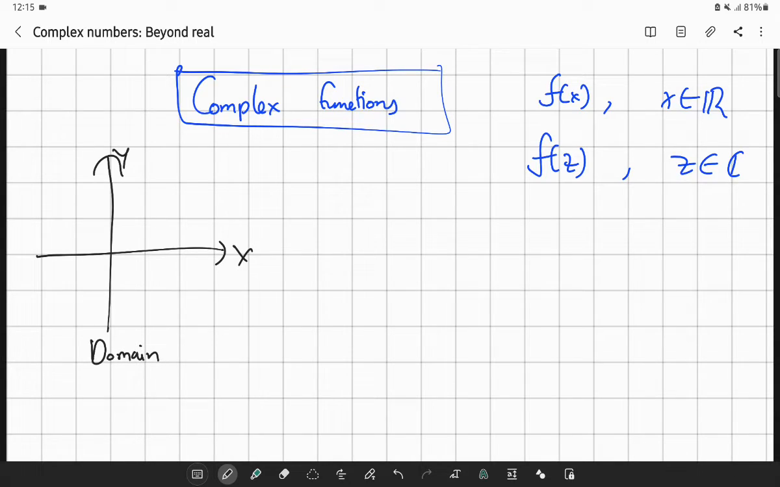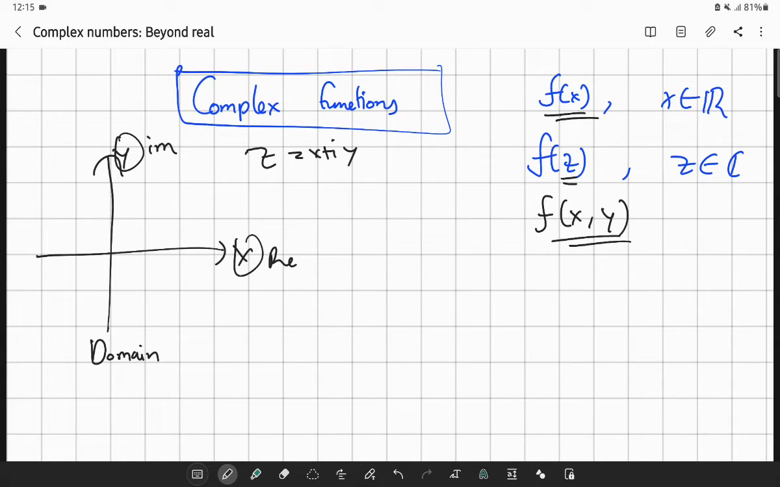2D, isn't it? Because you have the real part and the imaginary part, right? Because z equals x plus iy. Unlike real valued functions, complex numbers f of z can be thought of as a 2-variable function, right? So you have 2 inputs instead of 1. So the input is 2D.